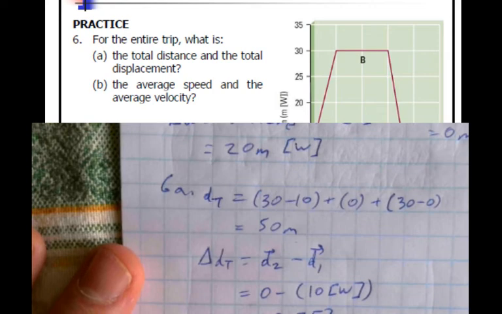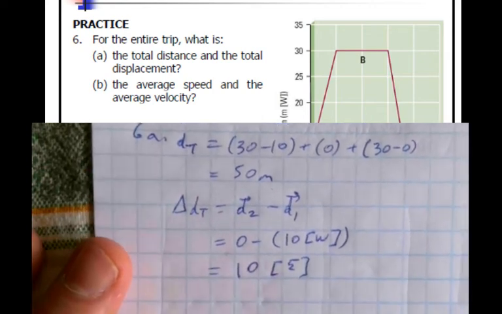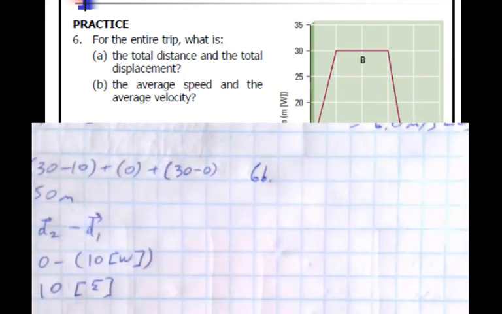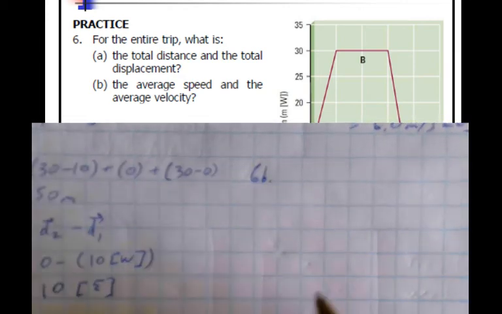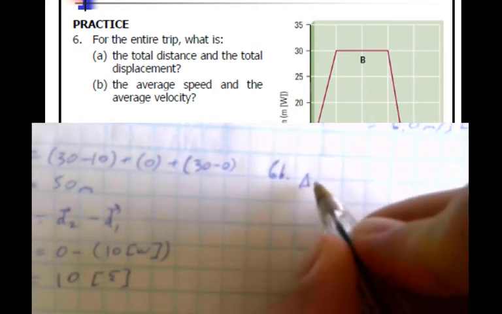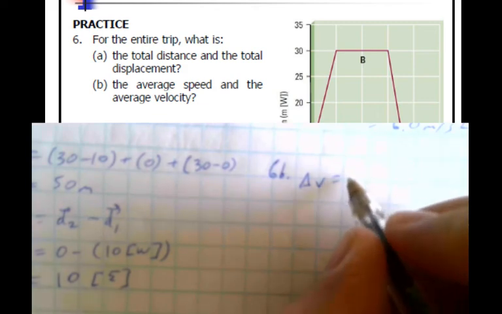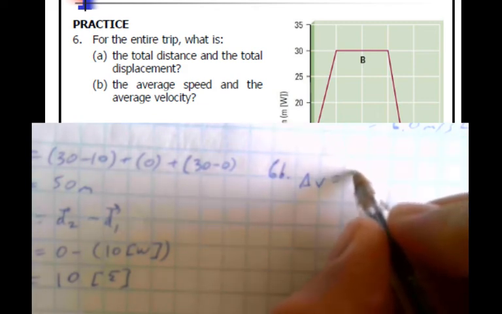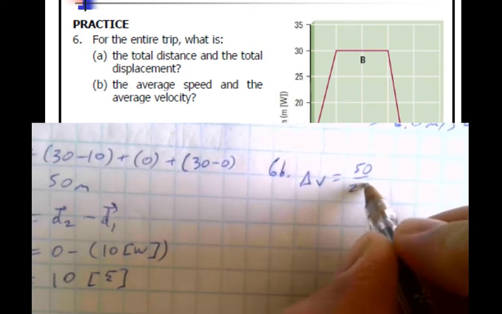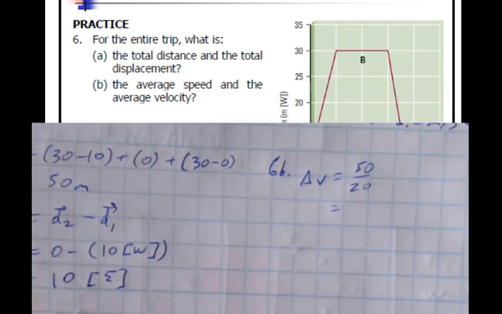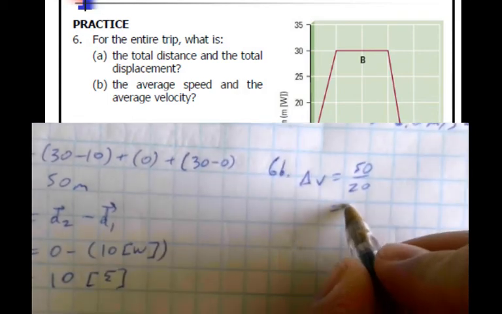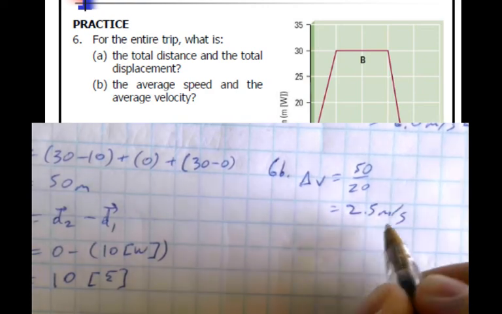For part B to this question, we're asked what's the average speed. I've already calculated the average distance traveled. So average speed is that distance, 50, over the time, which is 20 seconds. So our average speed is 50 over 20. That works out to 2.5 meters per second.